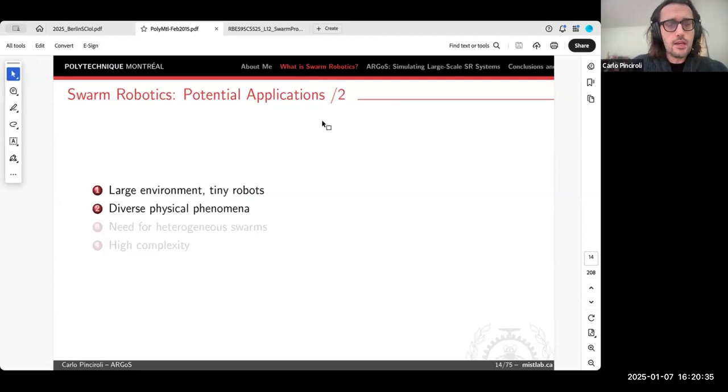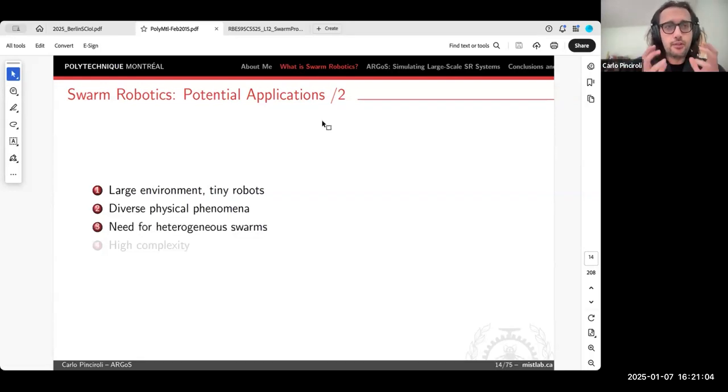The second thing is that we are involved with diverse physical phenomena. This means a lot of things. It means that we have robots that are on the ground, and so we have terrain interaction, and then we might have drones, so we have wind, and then we have communication issues. So we might have to consider things like if we're in a cave, the fact that signals bounce in funny ways. We have to consider communication interference, congestion. There's so many diverse physical phenomena.